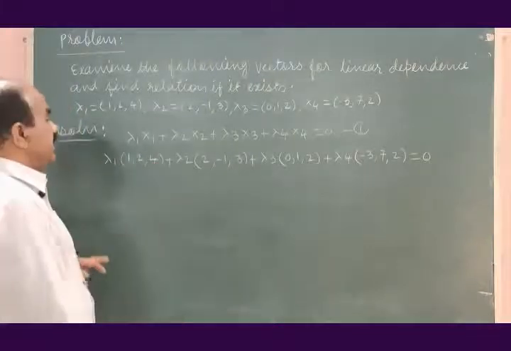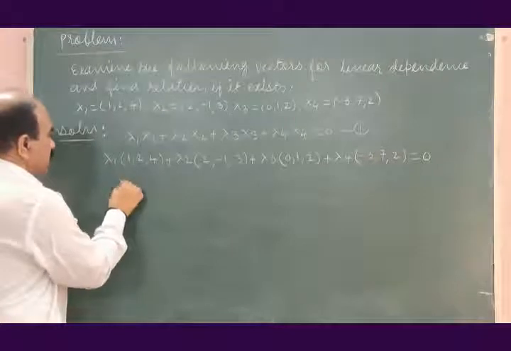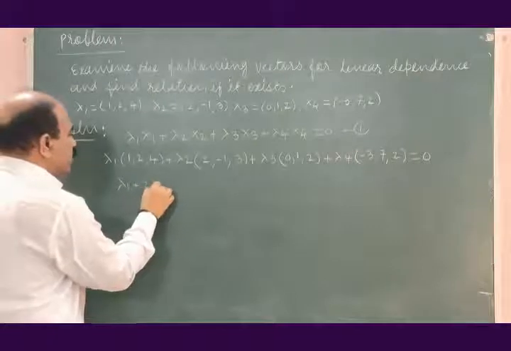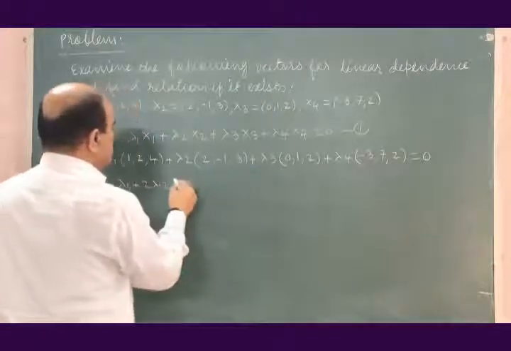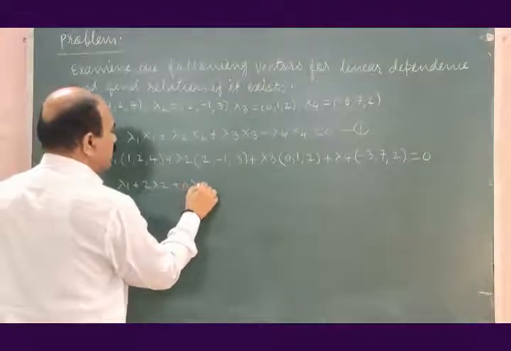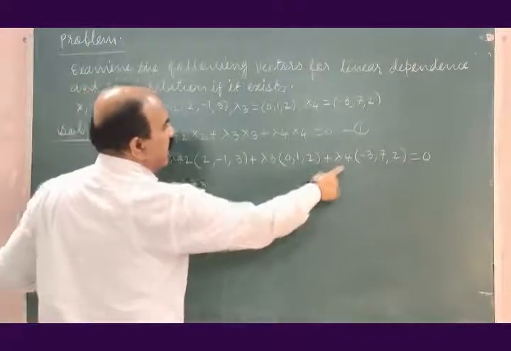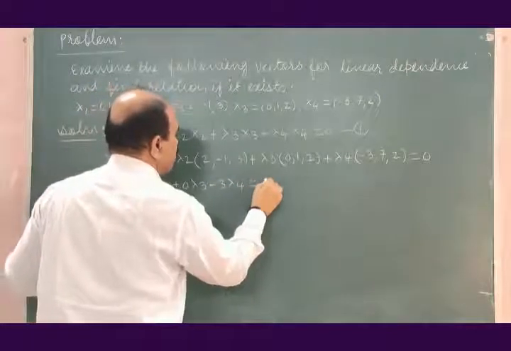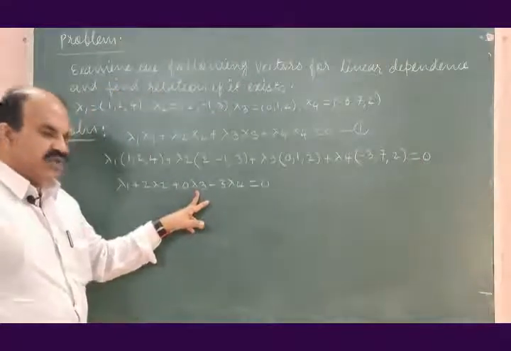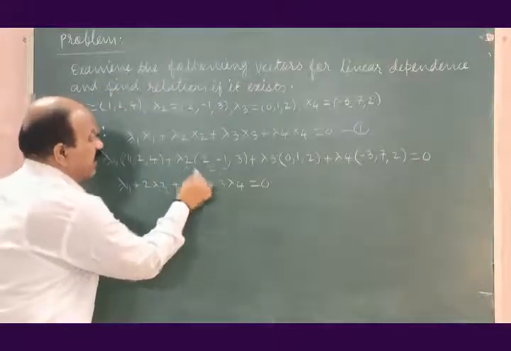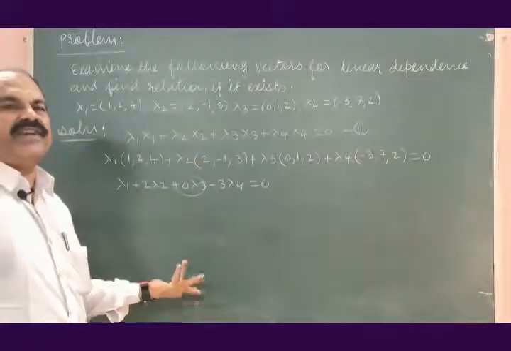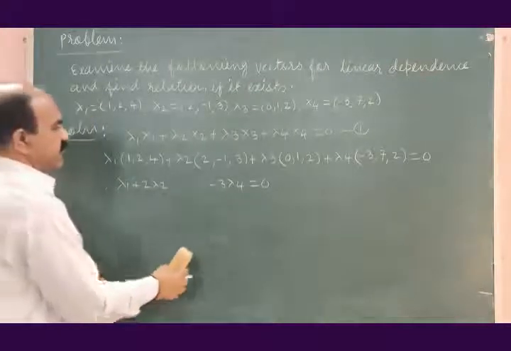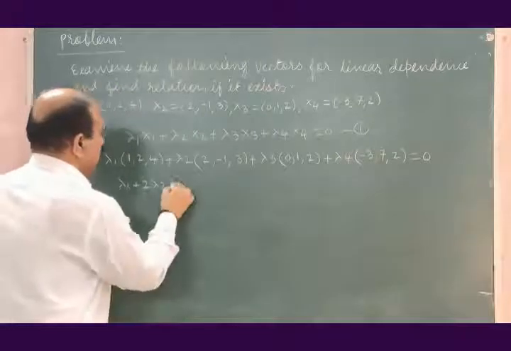This equation can further be expanded. Lambda 1 into 1, lambda 1; lambda 2 into 2, 2 lambda 2; lambda 3 into 0, 0 lambda 3; lambda 4 into minus 3, minus 3 lambda 4, is equal to 0. As this is 0 lambda 3, you can take away this term because 0 multiplied by anything is 0. So you can simply wipe out this term and the equation will be this one only.